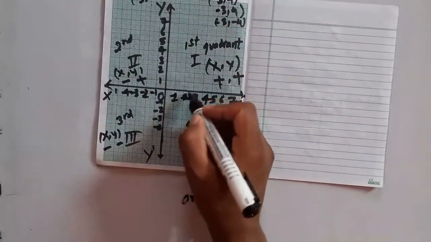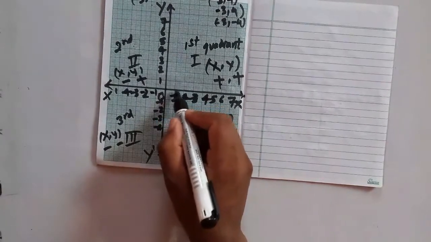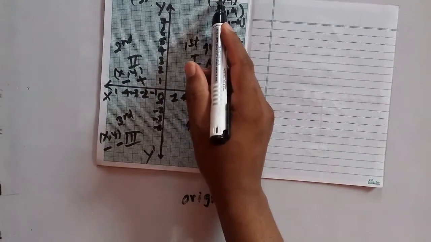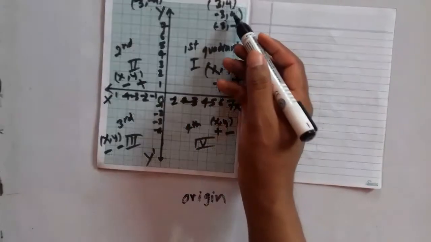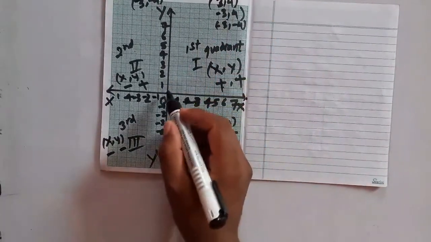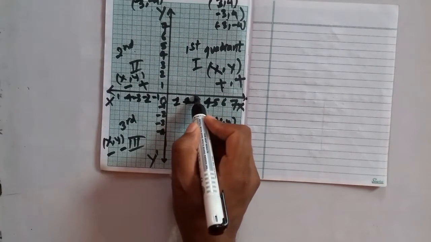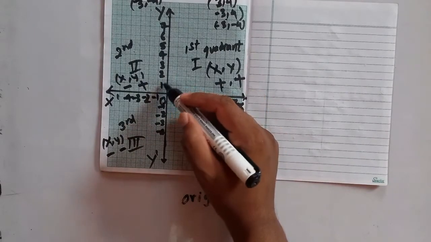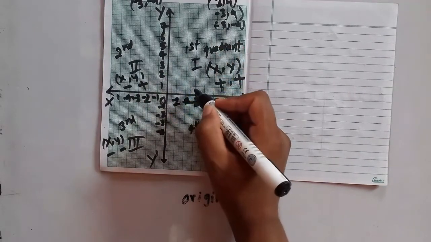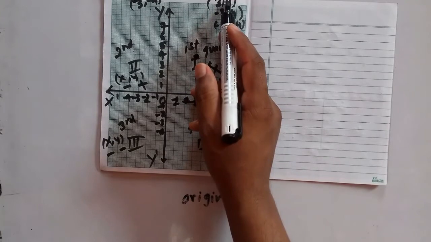This (3, 4) lies here. We have to start counting from this point O, origin. So 1, 2, 3. At first we have to move x distance on this x-axis, then we have to move y distance, however much is there, that much we have to move. For example, in this (3, 4), 3 units we have to move towards x: 1, 2, 3. Then from this point we have to move 4 units towards y-axis. Y is 4, positive, so we have to move up: 1, 2, 3, 4. So this is the point (3, 4).